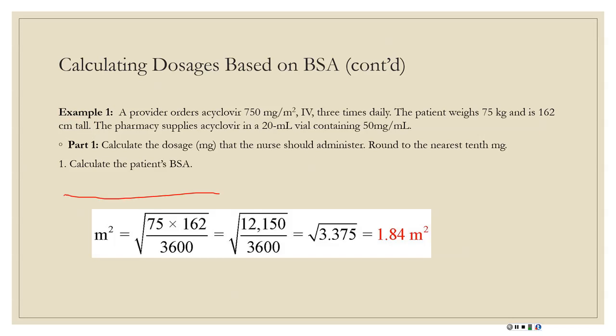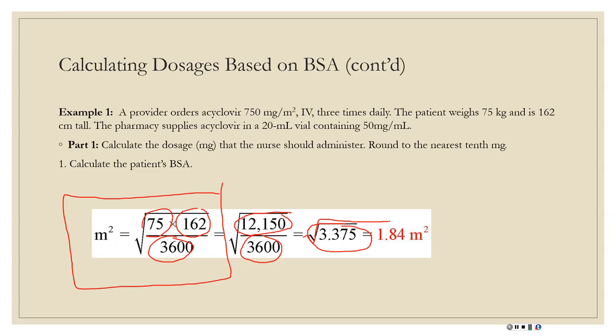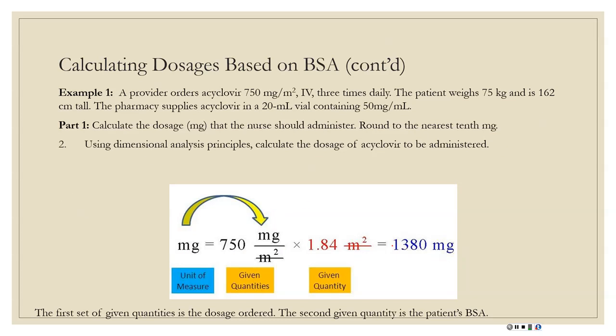So again, when we look for meters squared, we are going to take the kilograms times the centimeters and divide by 3600. So we're going to take 12,150 divided by 3600, and we get 3.375. Then we're going to take the square root of that number, and we get 1.84 meters squared. Now we look at the second part of the problem.